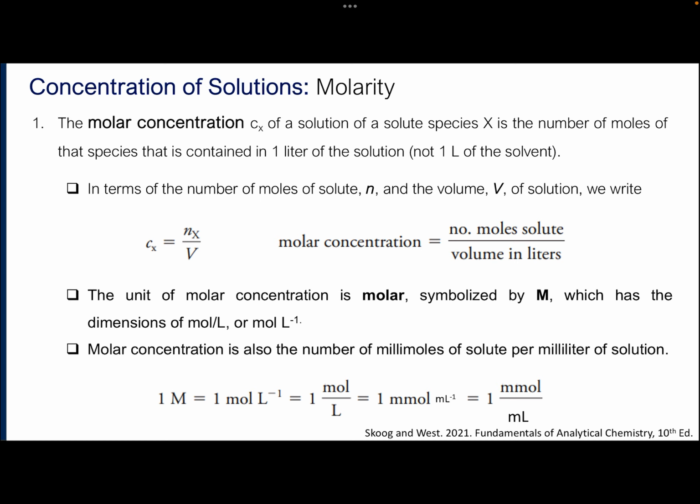So we can calculate molarity or molar concentration using this formula. So we have moles of solute divided by the liters of solution. Concentration, molar concentration of solution, and molarity have a similar meaning. And then the unit is denoted by the capital letter M, or it can also be mole per liter.